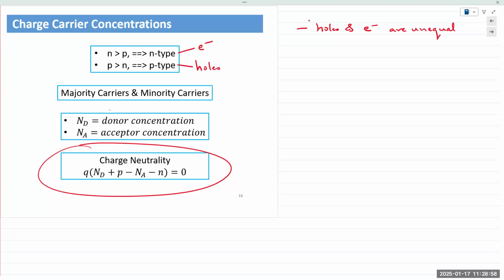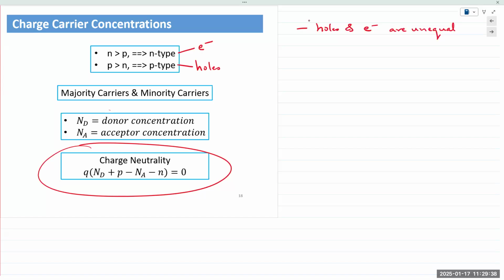Few more definitions before that. There are majority carriers and minority carriers. This simply refers to the number of charge carriers. So in an n-type material, electrons and holes are present due to both thermal generation, intrinsic generation, as well as extrinsic doping. The number of electrons is larger because electrons are available due to the addition of impurities, and there are electrons and holes available due to thermal generation. So the number of electrons is far larger than the number of holes.